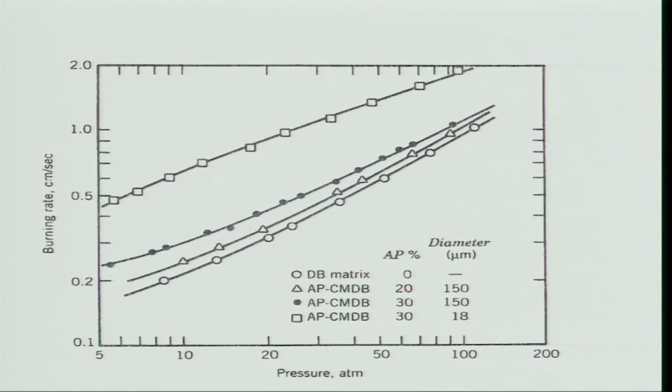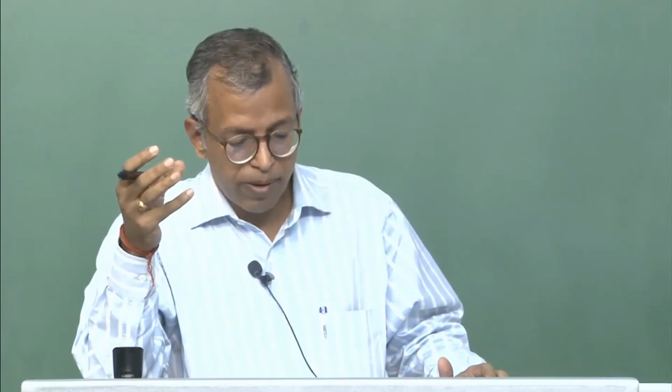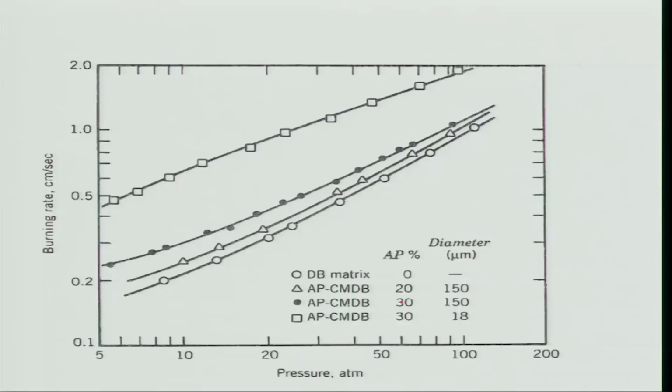If you look at that, it is 20% AP and 150 microns, and the other one is the same thing but with 30% AP and 150 microns. So you get a higher burning rate. You can think, why not increase it further? But if you increase it, the structural rigidity suffers, because ammonium perchlorate is a crystal and the size depends on that. Therefore there is a limitation, but you can increase it to some extent, not to a larger extent.